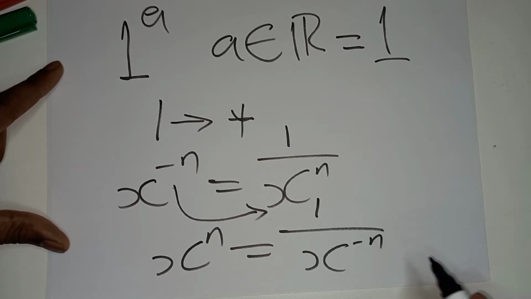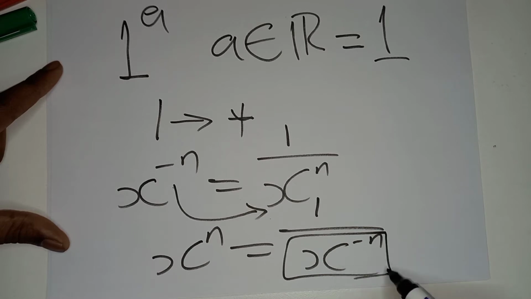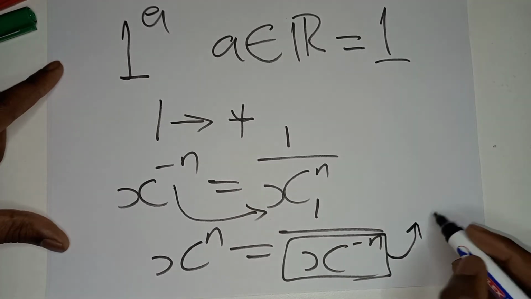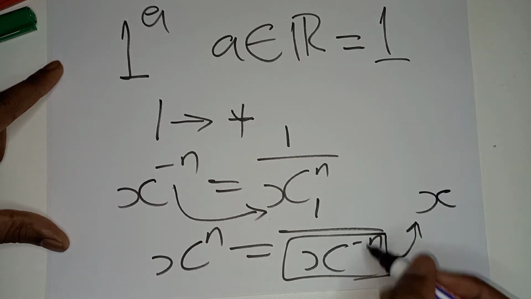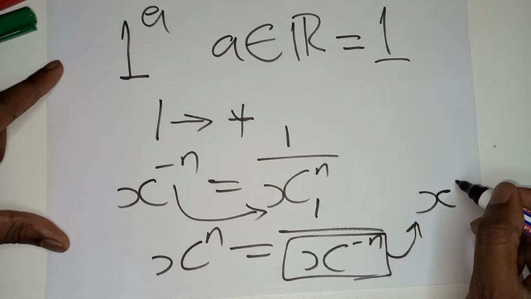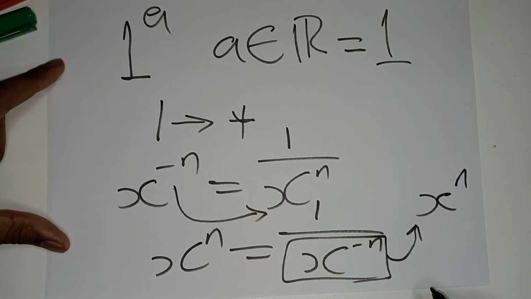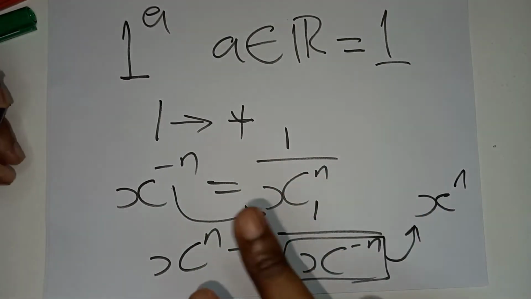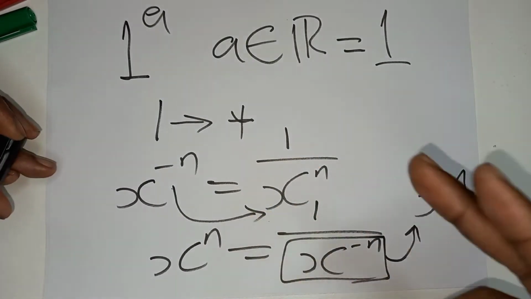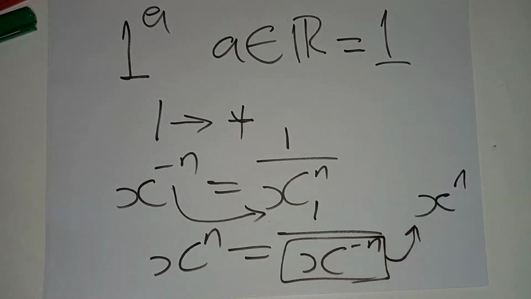In the same sense, if I'm moving this exponent from the numerator down to the denominator, the sign changes, so it becomes x to the exponent of n. So switching the side of any exponent changes the sign of the exponent.